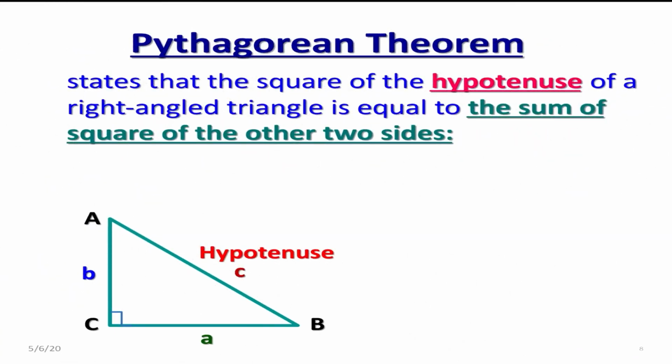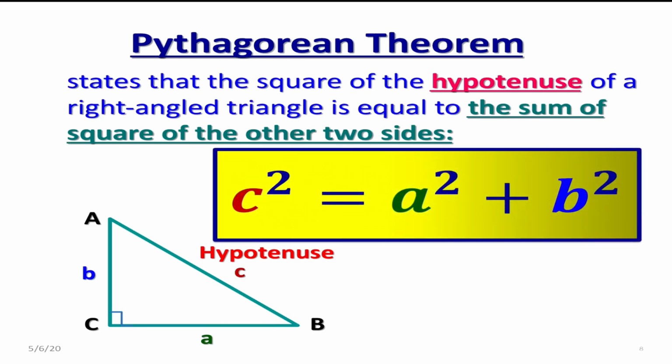Now, as a quick recap, the Pythagorean theorem states that the square of the hypotenuse of a right triangle is equal to the sum of the squares of the other two sides, or sometimes they are called legs of the triangle. In other words, algebraically, c squared equals a squared plus b squared, where c is the hypotenuse and a and b are sides or legs of the given right triangle.